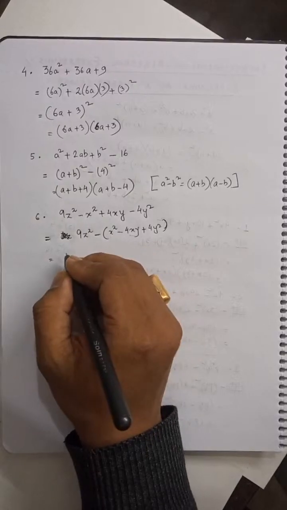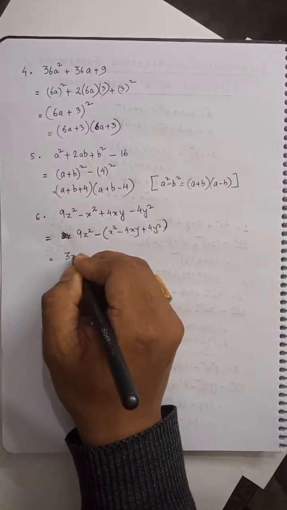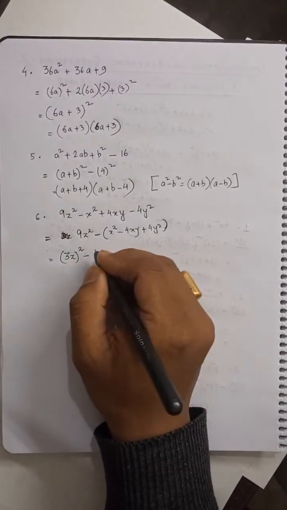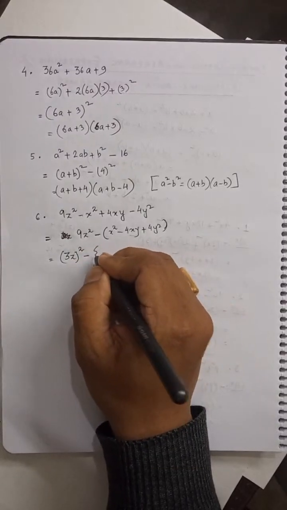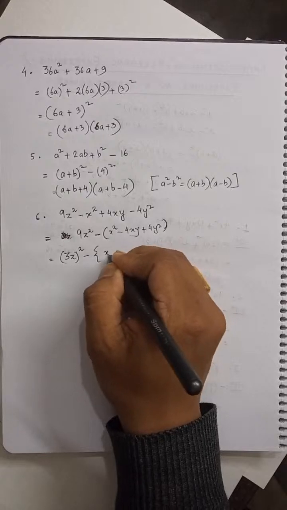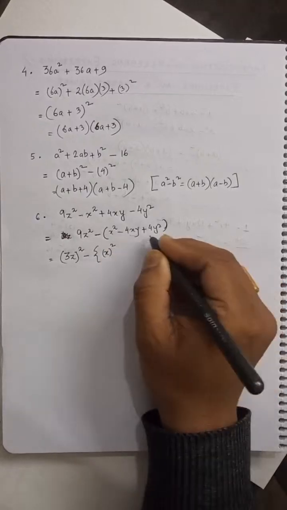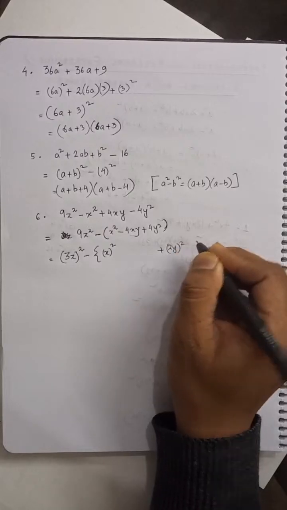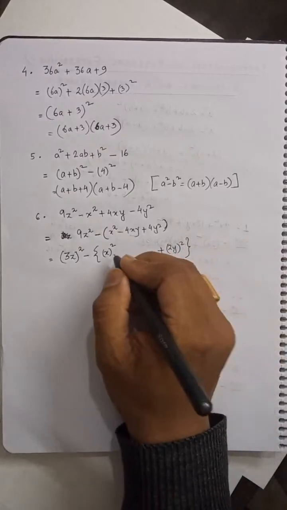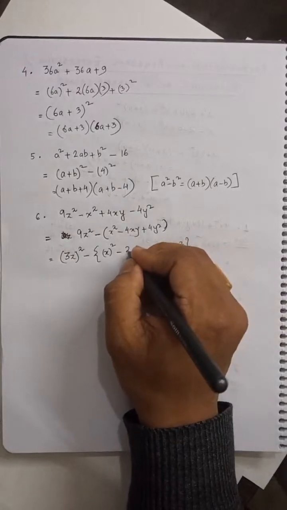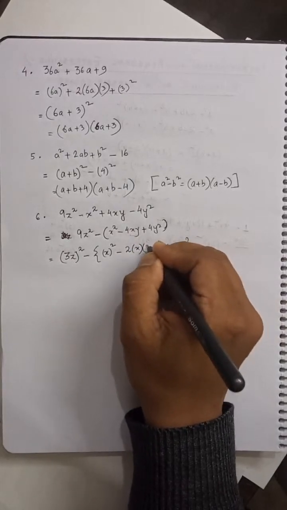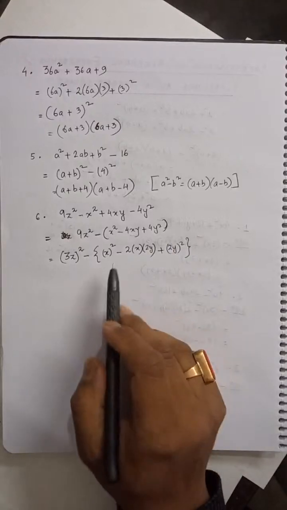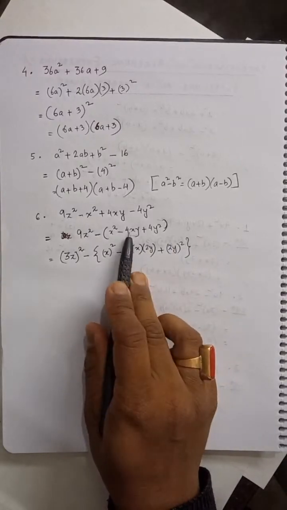So 9z square is 3z whole square. Okay, minus, now we'll use the second bracket or the curly bracket. Okay, x whole square, and then 4y square is 2y whole square. Okay, and minus 2x 2y. Okay, so we can cross check again. 2 into 2 is 4, x into y is xy.